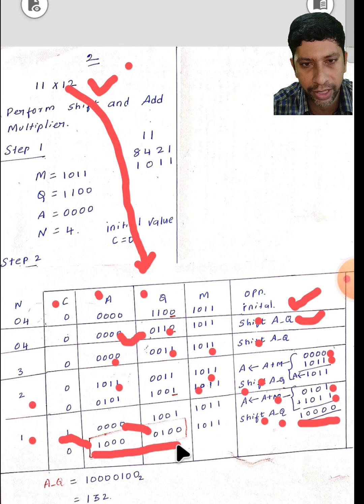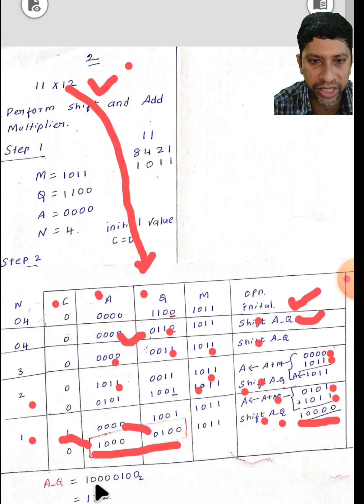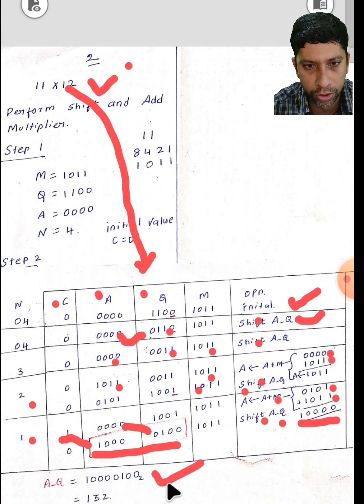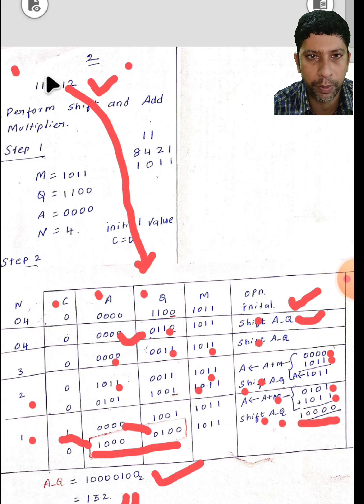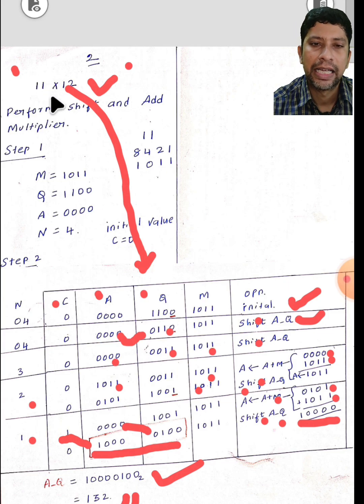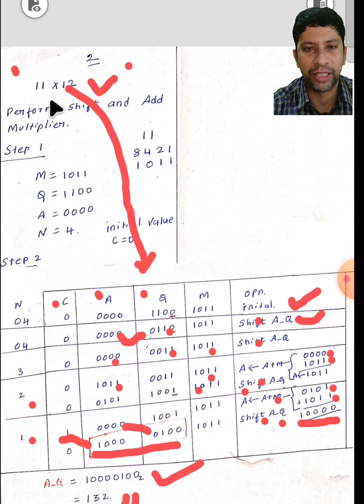So the final answer is every time AQ only. That is why I have put a box. Right? AQ value is 1, 0, 0, so this is your AQ value. Right? This AQ value, when you convert it into a decimal value, is going to be 132, which is nothing but 11 cross 12. That is the shift multiplier sum. Thank you.